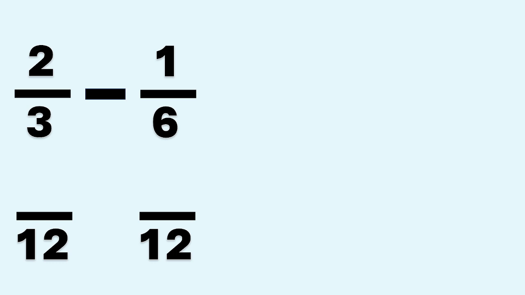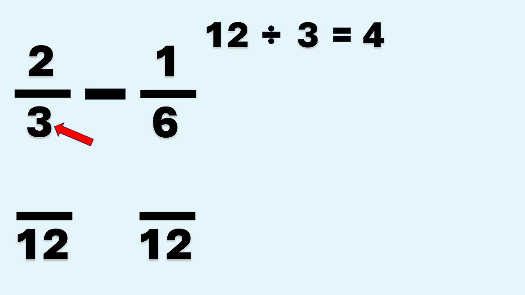So we start with 2/3. We are going to rename that fraction with an equivalent fraction with the denominator of 12. First, we divide the LCD 12 by denominator 3. So 12 divided by 3 equals 4. Then multiply the answer by numerator 2. So 4 times 2 equals 8. Now we have here 8/12.